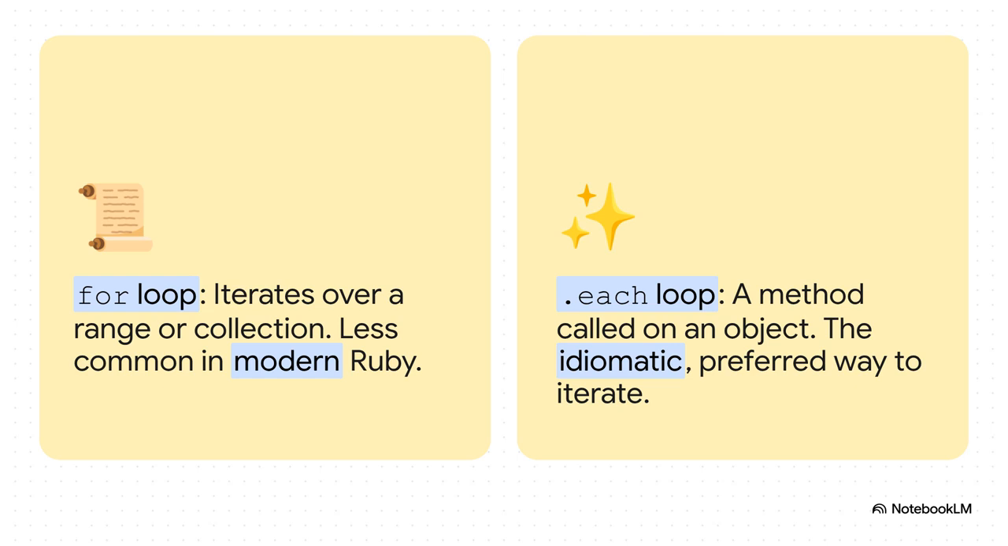Now, here's a big one. While you can write a classic for loop in Ruby, you almost never see it in modern code. The preferred way, the idiomatic way, which means how the pros do it, is to use the .each method. See, since an array is an object, you can just call .each on it and give it a little block of code to run for every single item inside. It's so much cleaner and really drives home that object-oriented thinking.